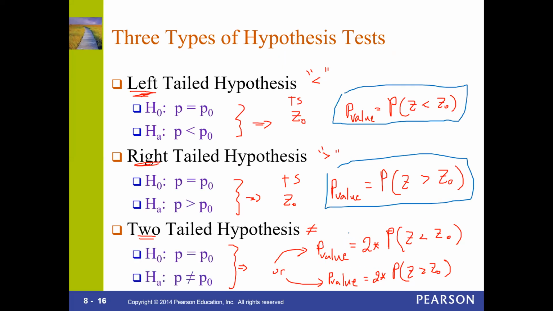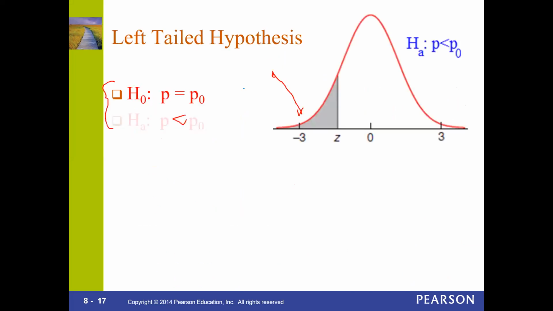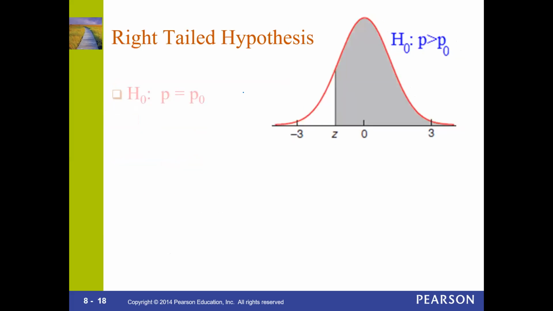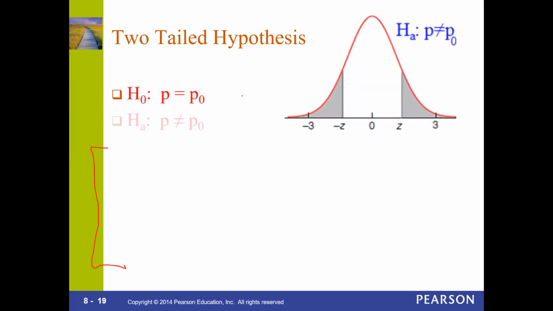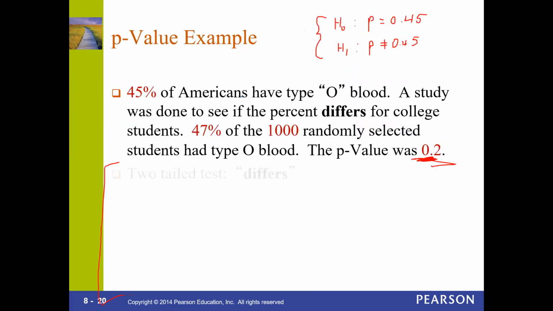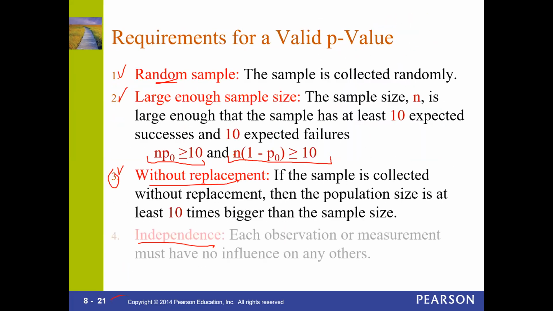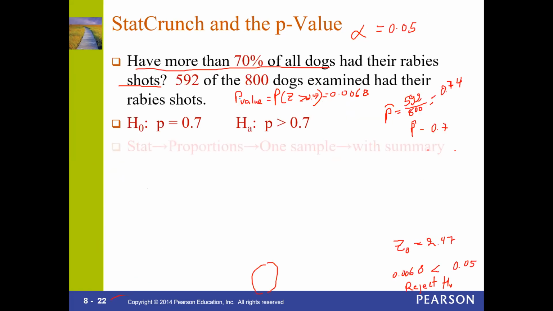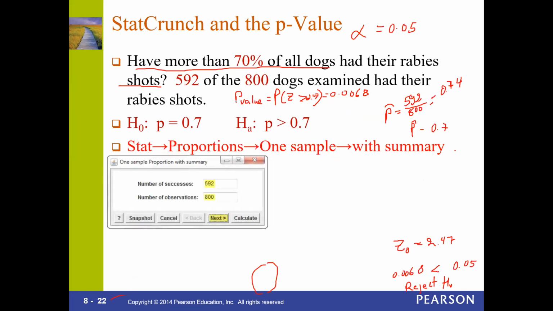The good thing is that if you're using the TI-84, it can calculate it for you easily. Or if you're using StatCrunch, that'll be easily calculated for you. We did do an example on StatCrunch last time, and I think that was the example here. Let me see. Right here, we did an example on StatCrunch and how to do it.